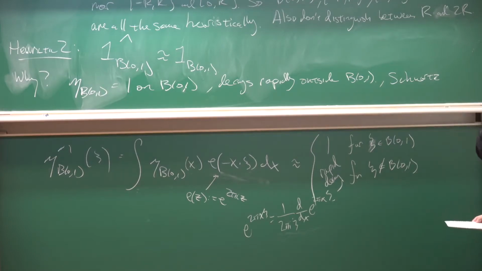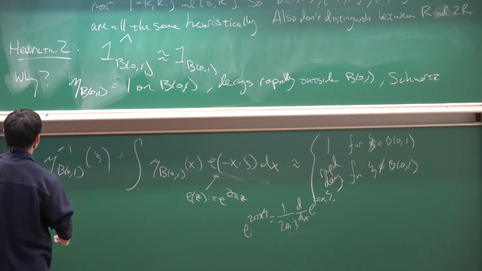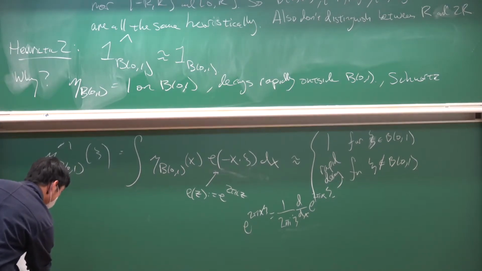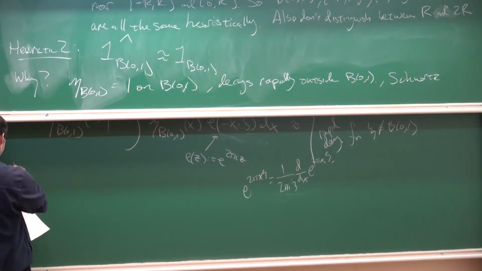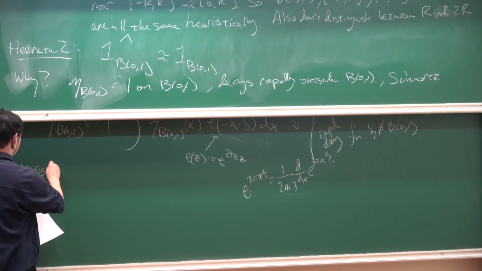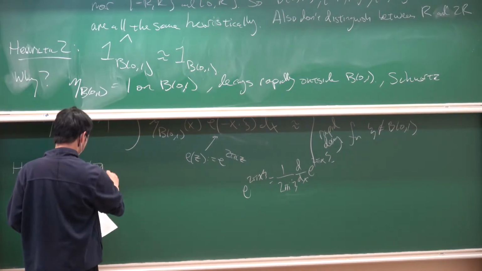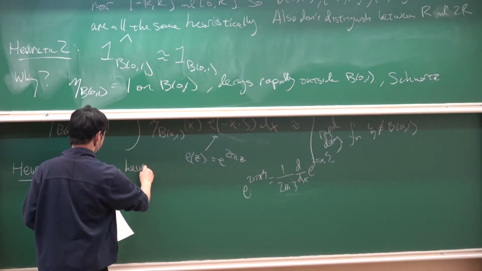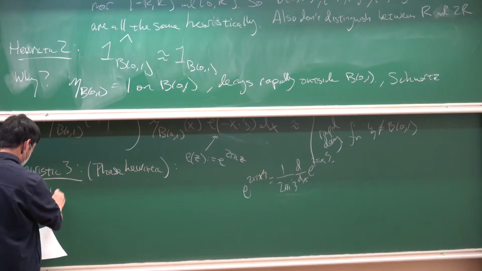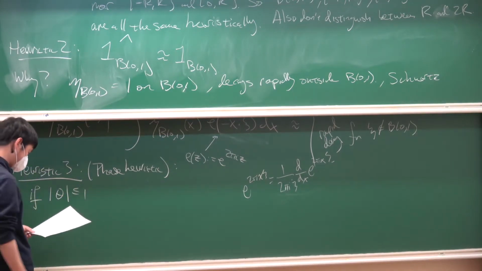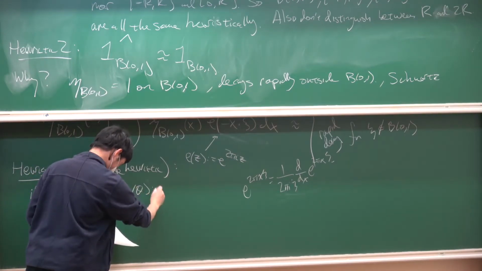Okay. And then the third heuristic that people use for back of the envelope calculations is the small angle approximation. So heuristic 3. It's also called the phase heuristic or the small angle approximation. I'll call it the phase heuristic. If the angle is small, let's just say it's less than or equal to 1, then e of theta is, I'm just going to say, equal to 1.